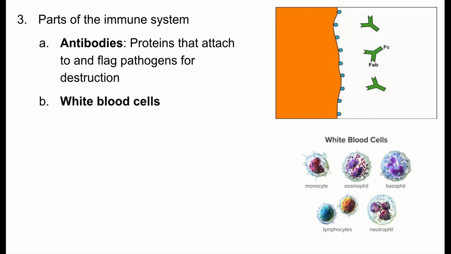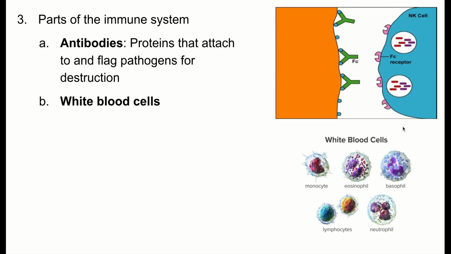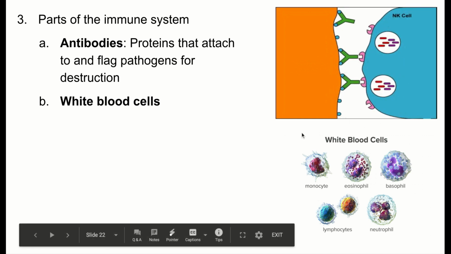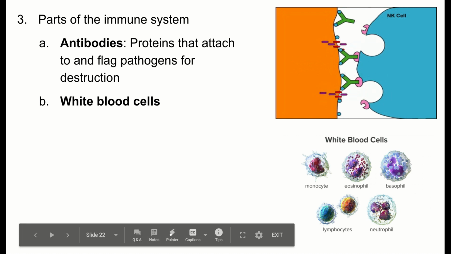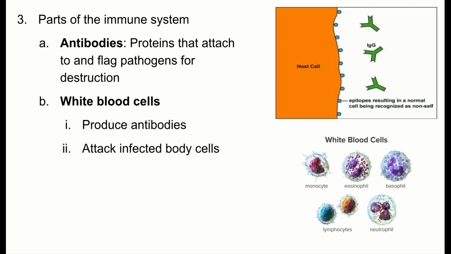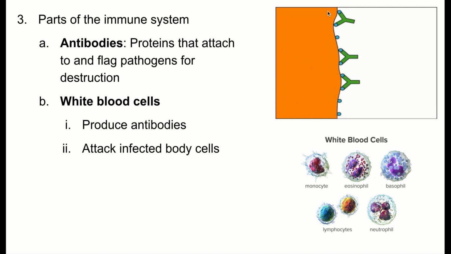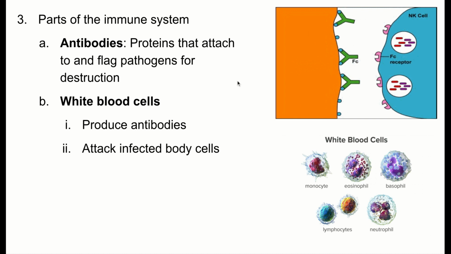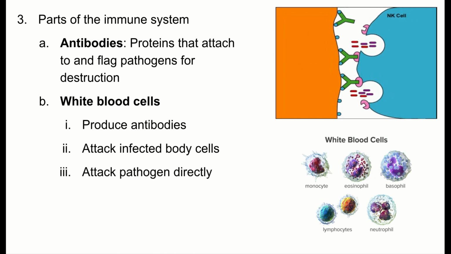So detail B, white blood cells. White blood cells are incredibly complex. There are 5 major categories of white blood cells that you can see down here. The functions that you need to know about for a white blood cell are: some white blood cells produce antibodies that will bind to the pathogen. Some white blood cells attack infected body cells, so they'll recognize infected body cells, especially ones that have antibodies attached to them, and they'll attack them. And some white blood cells attack the pathogen directly before it's even infected a body cell.